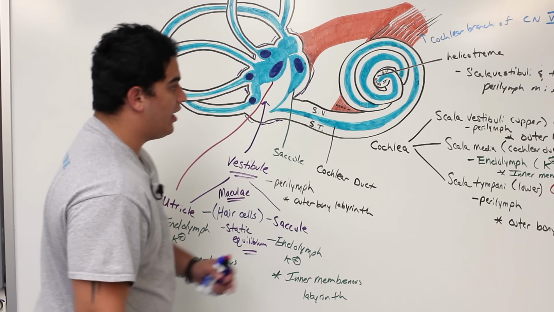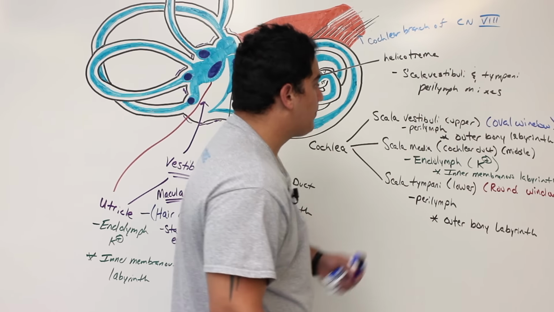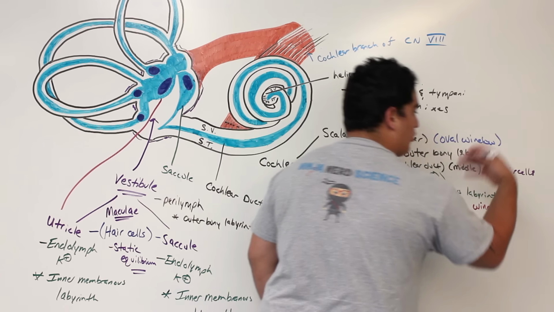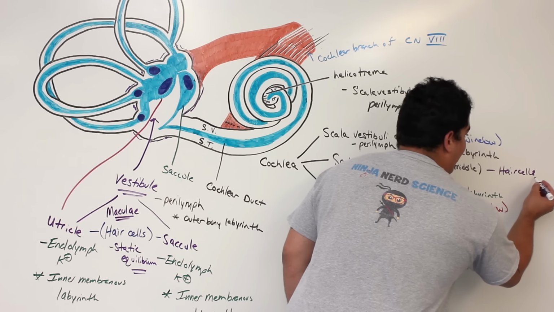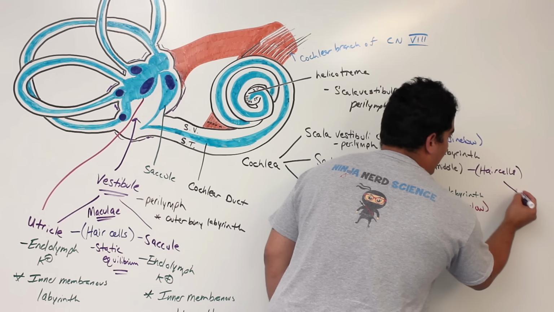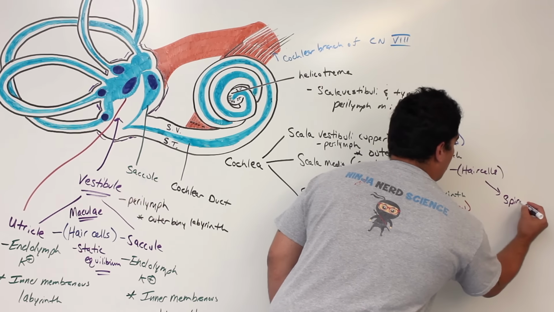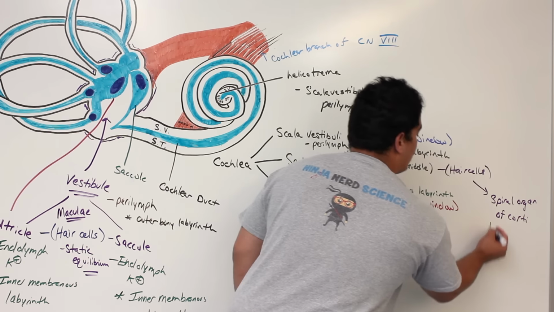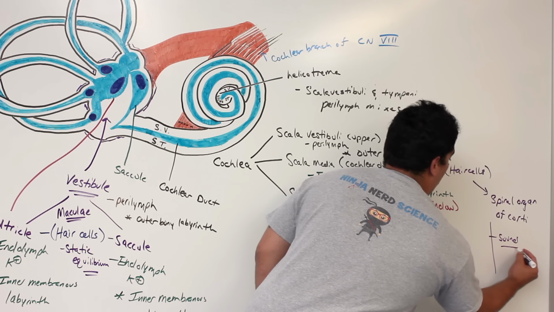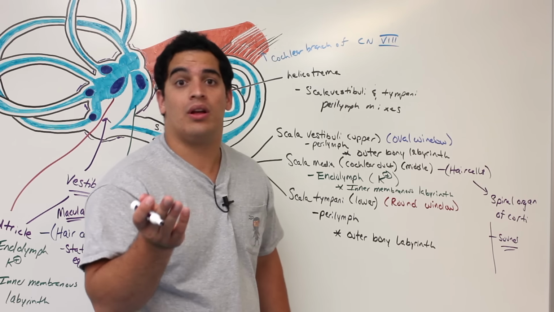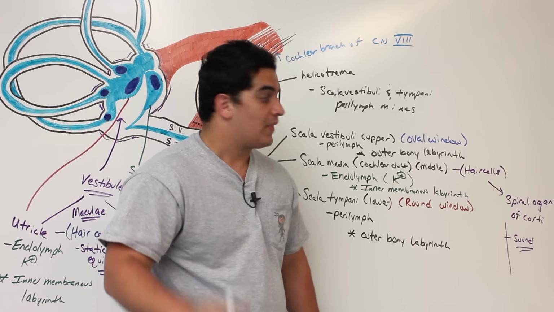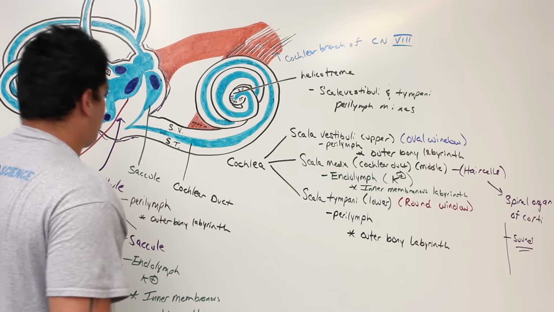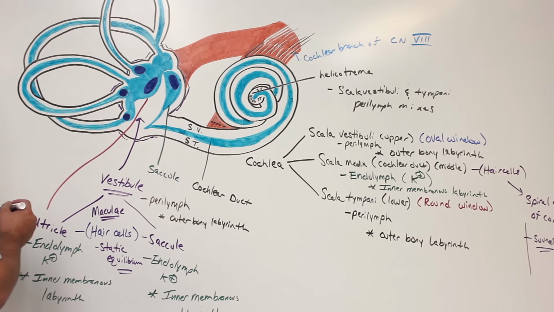And since we covered this part over here, the scala media or the cochlear duct, it has a special detector. It has special hair cells covered with what's called a tectorial membrane. These hair cells with the tectorial membrane make up another really important structure called the spiral organ of Corti. And this is important for sound. Whenever I'm talking to you right now, the sound waves you are hearing are carried out by the spiral organ of Corti. So auditory information is going to be picked up by the spiral organ of Corti. All right, we did that.